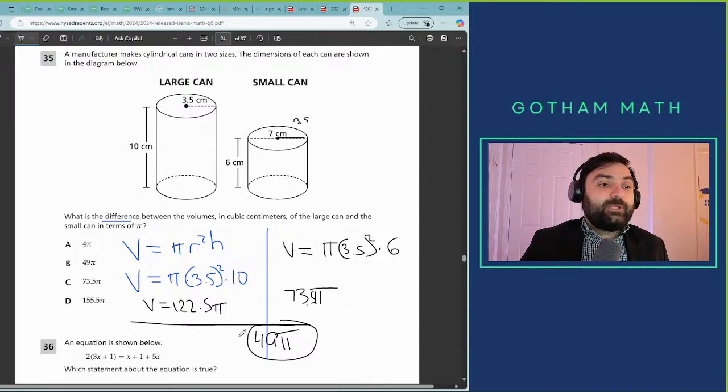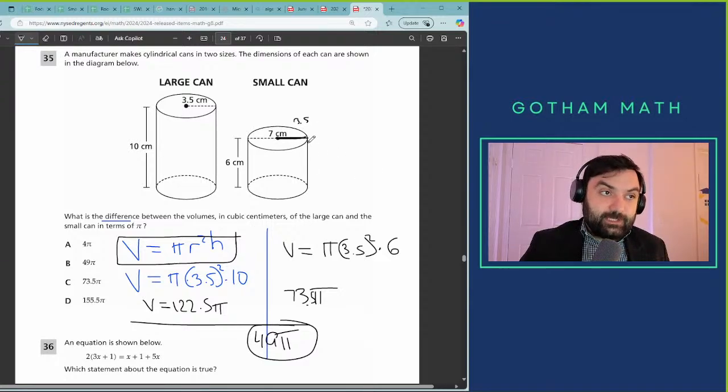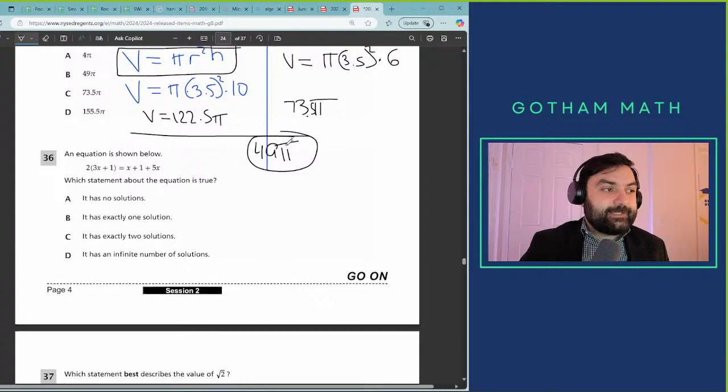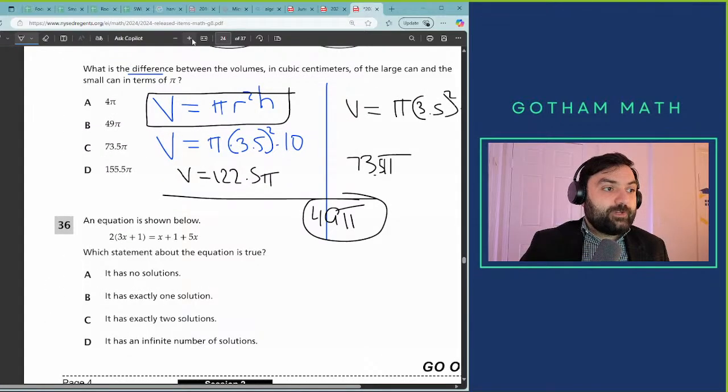That's it. Basically, there are two things that you need to know here. You need to know the formula. If it's not given to you, you have to know it. And you need to not get caught by that diameter, and use the radius instead of the diameter that's given in the small can. That's it. So having said that, we're moving on to the next question.